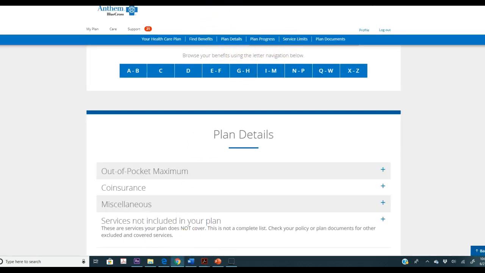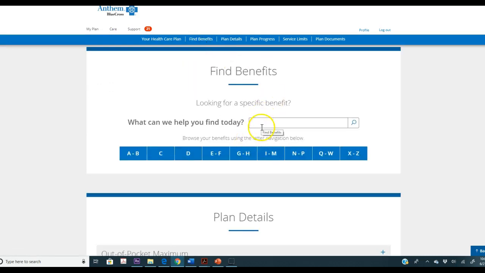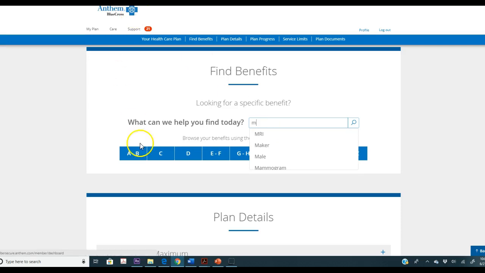I pulled up my Anthem one, so I have Anthem Blue Cross, I have an HMO plan, and Anthem does a pretty good job. I'm sure Kaiser does as well, and other insurance plans. But to find a schedule of benefits and what it typically looks like, you can pull up, and on Anthem it's all laid out for members as well as providers. So you just click Find Benefits, and you can search things here or by letter down here at the bottom.